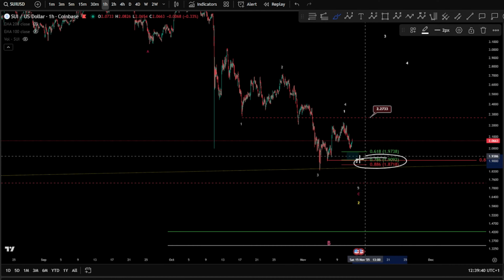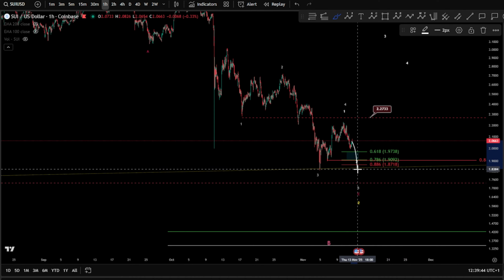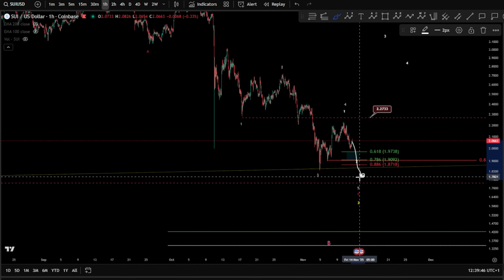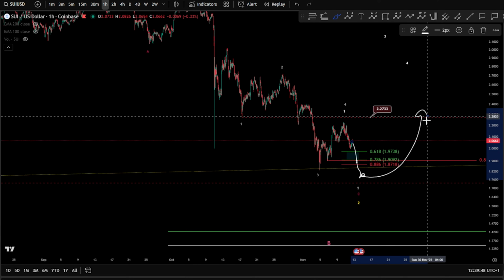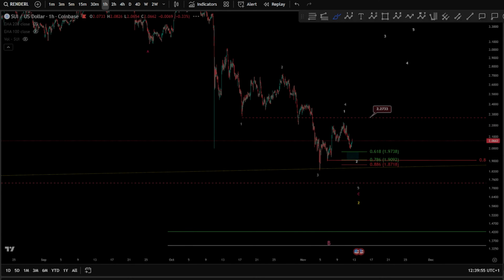And of course, this broken level here, or the 886 to be taken, meaning one more low. But anyway, don't forget that it was one more low. We might retaliate toward the upside again. For SUI, it can be a strong rebound.